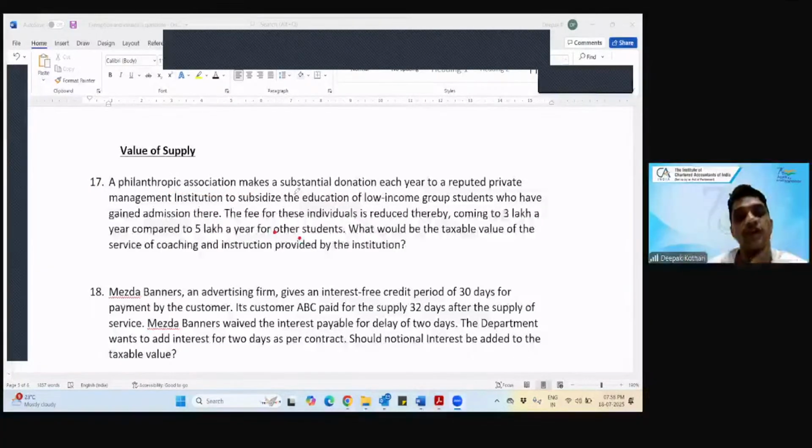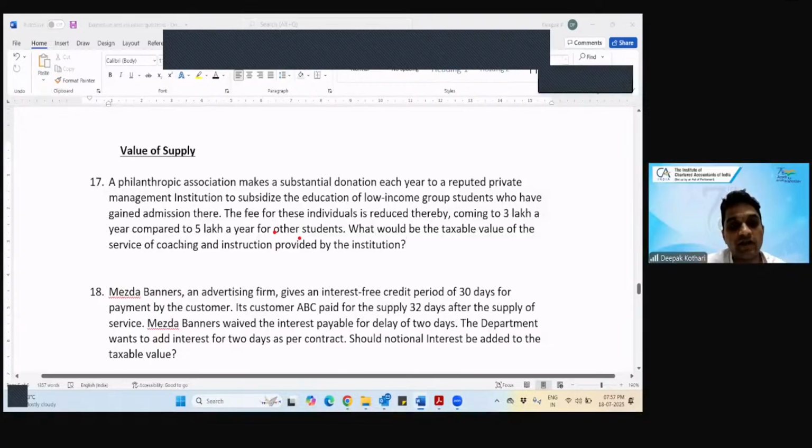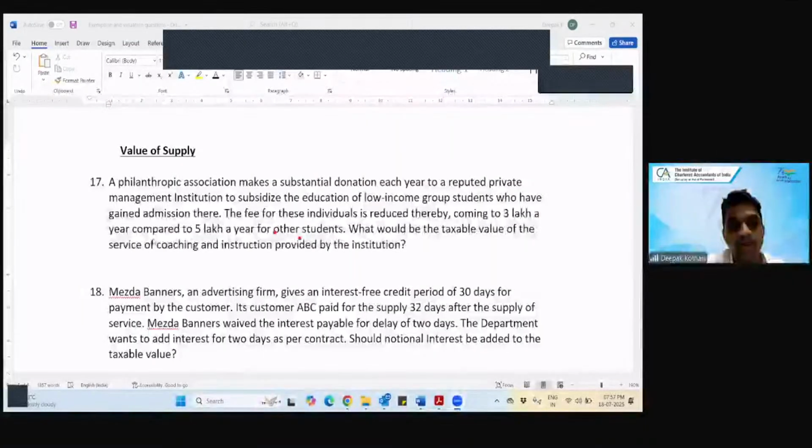So this philanthropic association makes a substantial donation each year to a reputed private management institution. Now, will this be taxable or exempted is the question. So the correct answer for this is here.